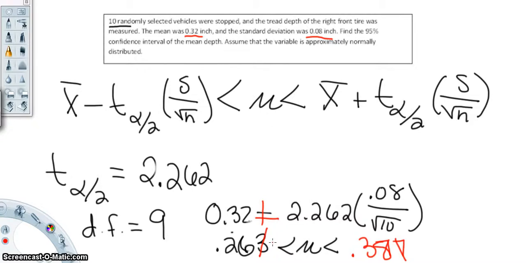As you can see, it's a little bit easier to find our t value than it was to find our z value. So go on and do your questions now.